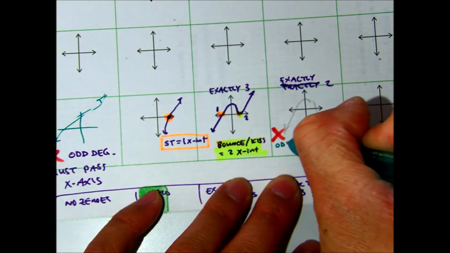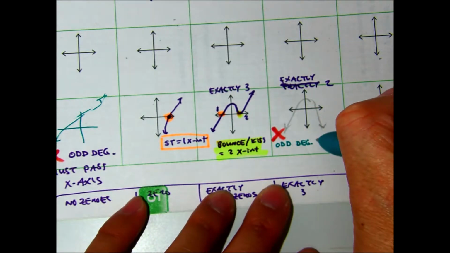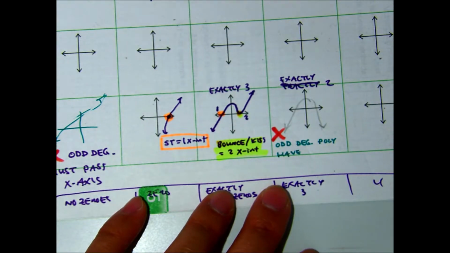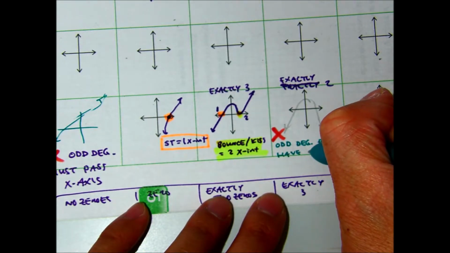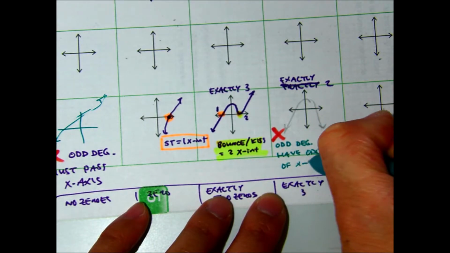So we can write that from yesterday's lesson. Odd degrees, what did we say? The terminology was odd degree polynomials have an odd number of x-intercepts. Odd number of x-intercepts.